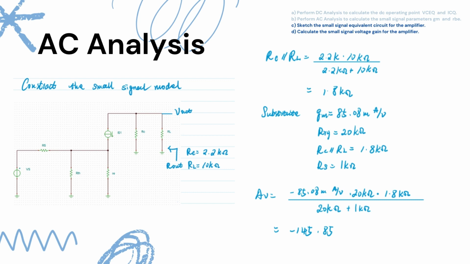The negative sign indicates that the output signal is inverted relative to the input signal, meaning that there's a 180-degree phase shift. The value means that the output voltage is 145.85 times the input voltage.